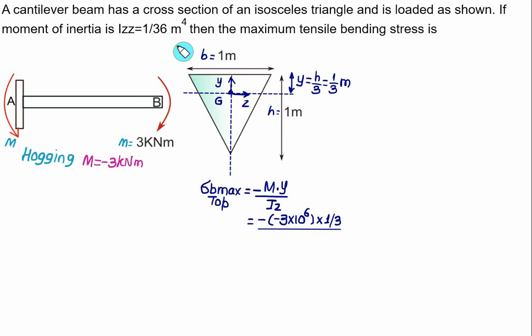And the value of Iz is 1 divided by 36. 1 by 3 is in meters, so you have to multiply by 1000, and this value of 1 by 36 is in meter to the power 4. 1 meter is 10 to the power 3 and the power is 4. So you have to solve this and find the maximum value of the bending stress. Negative becomes positive, so you will get this value as positive 36 megapascal. And since it is positive, it's a tension.